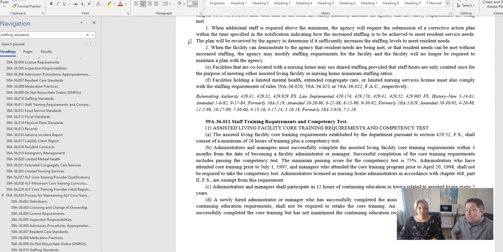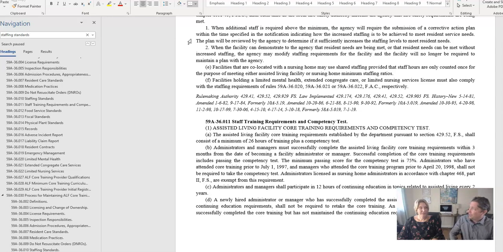Facilities holding an LMH, ECC, or LNS services license must also comply with the staffing requirements, respectively. And we'll get into some of those requirements. But basically, if you're providing nursing services, you probably need a nurse. Okay. All right. That's it for now.